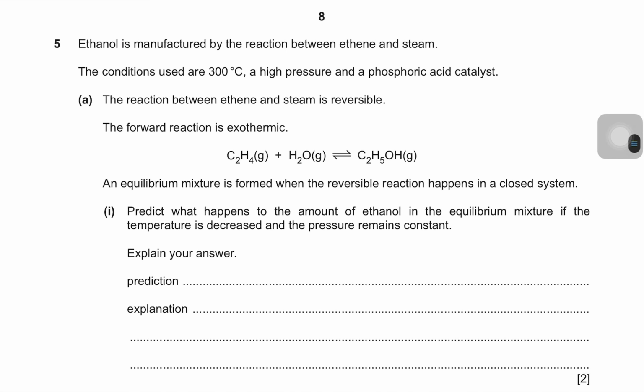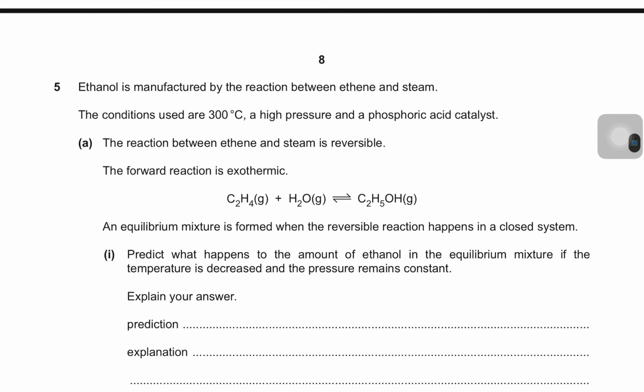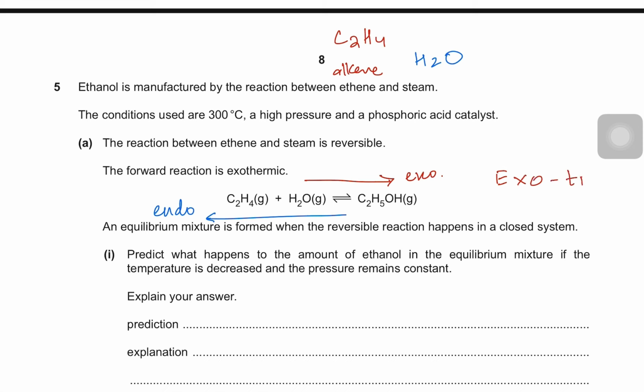Ethanol is manufactured by the reaction between ethene and steam. When you see the word ethene, you should know that it's an alkene with a formula of C2H4, and steam is obviously vapors of water. The conditions used are 300 degrees Celsius, a high pressure, and a phosphoric acid catalyst. The reaction between ethene and steam is reversible. The forward reaction is exothermic. If the forward reaction is exothermic, the reverse reaction is going to be endothermic. If you have watched my video, you would know I use a word exotil here. Exotil for exothermic reversible reactions.